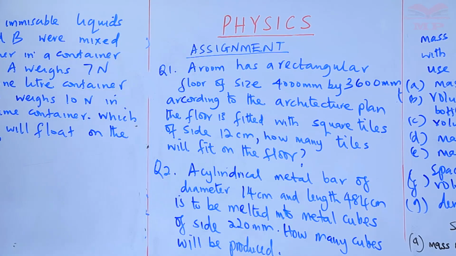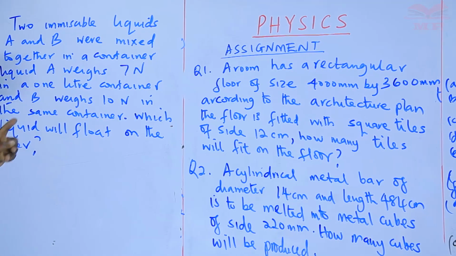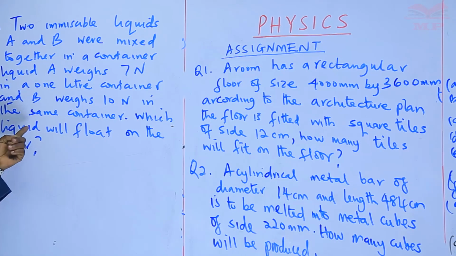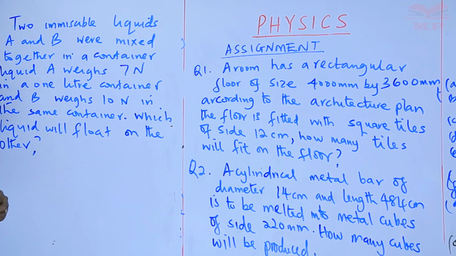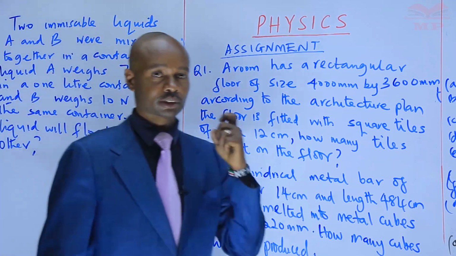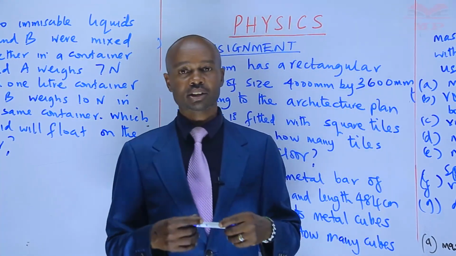And lastly, two immiscible liquids, immiscible, they don't mix. Two immiscible liquids, A and B, were mixed together in a container. Liquid A weighs 7 newtons in a 1 liter container. B weighs 10 newtons in the same container. Which liquid will float on the other? So those are the questions for the assignment.